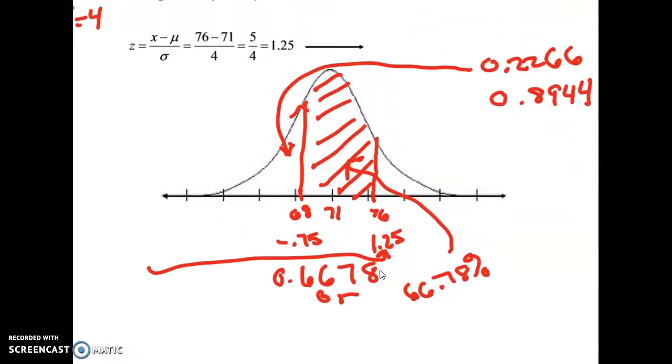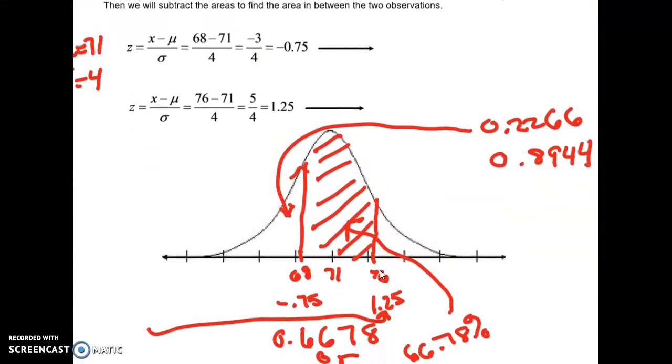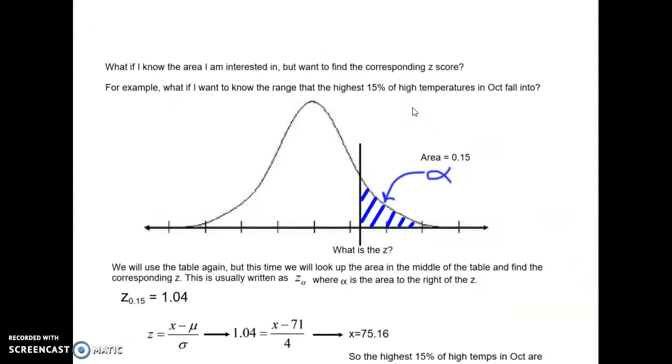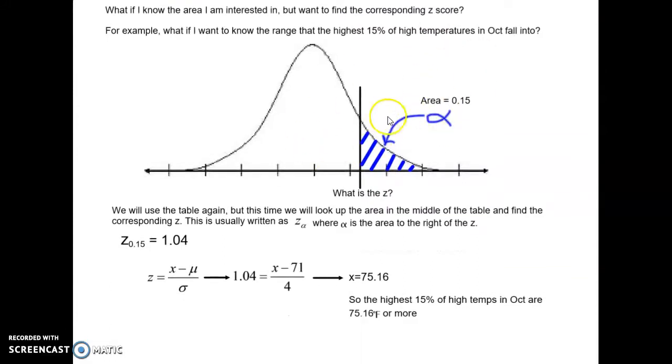If you have any questions about this, don't hesitate to email me. In the next video, we're going to go over how to find scores that are already associated with areas. In other words, we're going to walk through this, and then I'm going to show you how to do a couple problems from your homework where you actually have to work out a few things by hand.